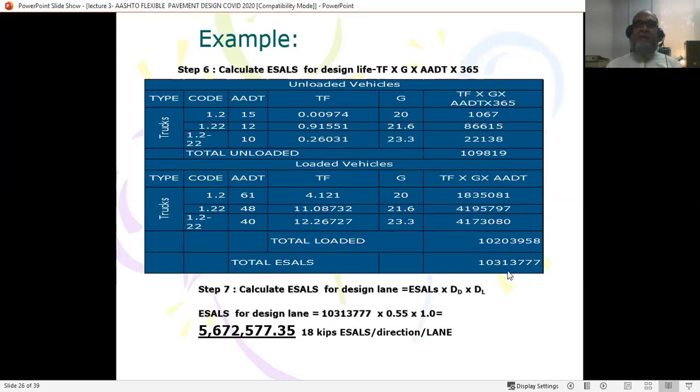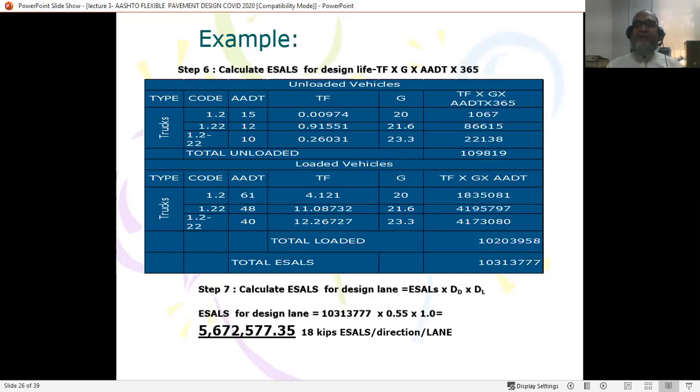But remember, this is the whole load on a 2-lane facility. So we have to multiply it by DD and DL. As discussed, DD is 0.55 and DL is 1.0. So we have 5.672 million equivalent single axle load of 18 kips per direction and per lane. This is how the traffic is calculated.